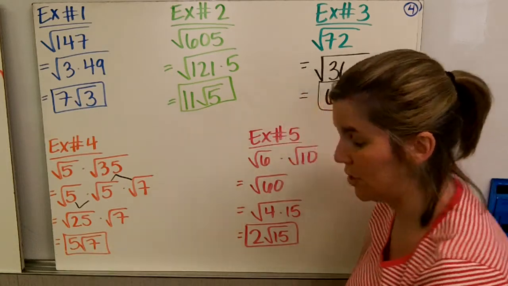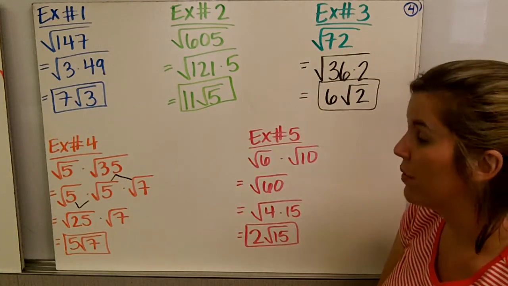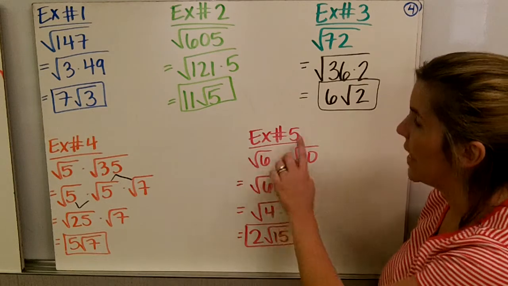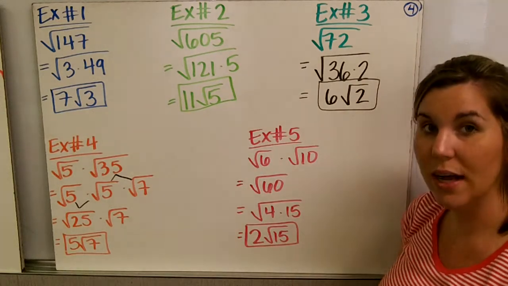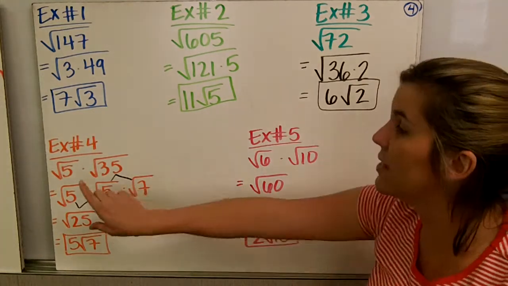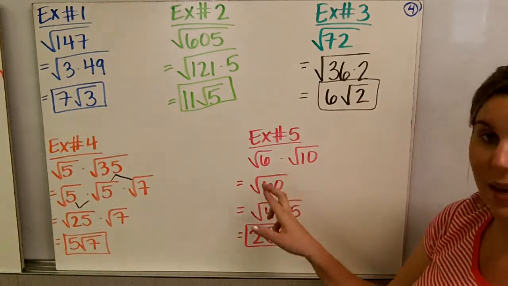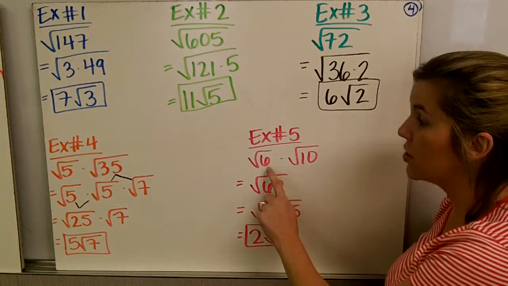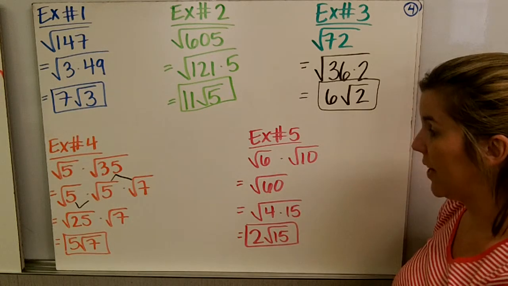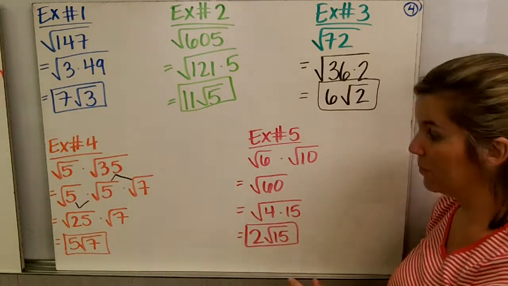This is equivalent to 5 times the square root of 7. Example number 5. So this one's done a little bit differently. Instead of breaking these into products, I multiplied these two together. So the square root of 6 times the square root of 10 is the square root of 60.